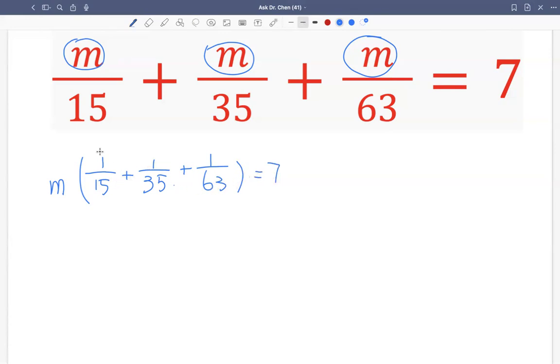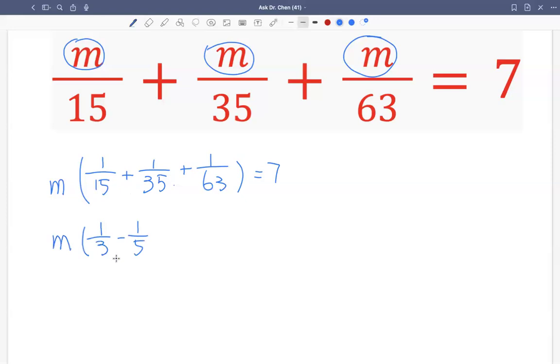Now, all we need to do is add those fractions. So how do we add those fractions? If we make a common denominator, that's a lot of work. So we're going to do something called partial fractions. Think about the 1 over 15. That's 1/3 minus 1 over 5.